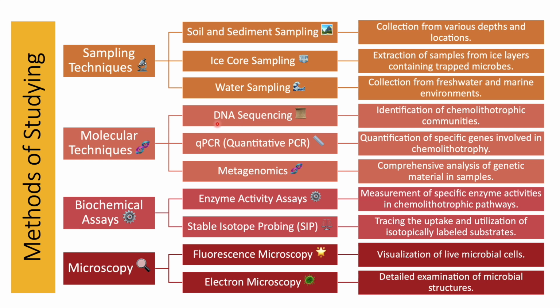The molecular techniques include DNA sequencing, qPCR, that is quantitative PCR, and metagenomic analysis. And the biochemical assays include enzyme activity assays and stable isotope probing, and microscopic studies include fluorescence microscopy and electron microscopy. So the fluorescence microscopy can be used for the visualization of live microbial cells, whereas the electron microscopy can be used for the examination of microbial structures.